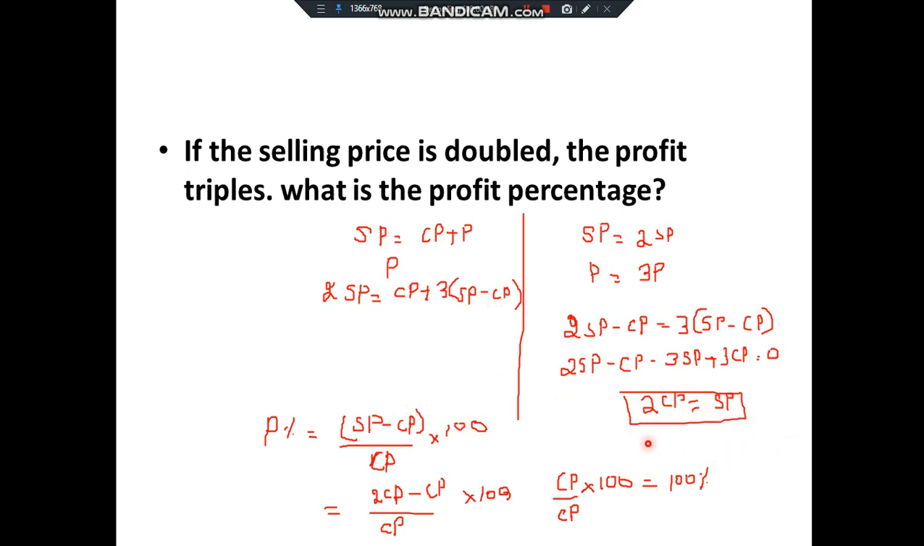Now substitute it in the profit percentage. So profit percentage is equal to, we know, SP minus CP by CP into 100, which is profit by CP into 100. So substitute the value for SP as 2CP. 2CP minus CP by CP into 100. So CP by CP into 100. CP cancel. So 100% is your right answer. Hope you understood. See the next question.